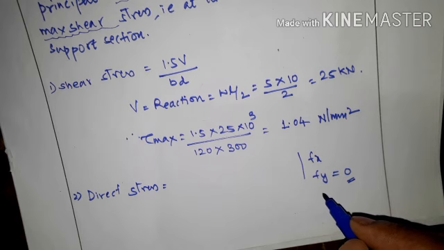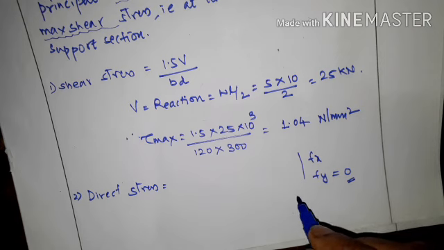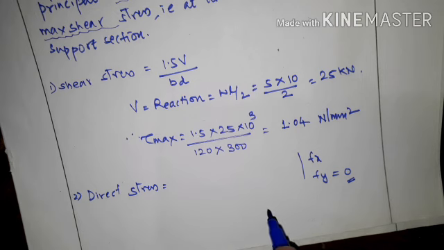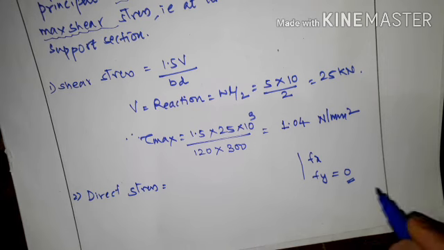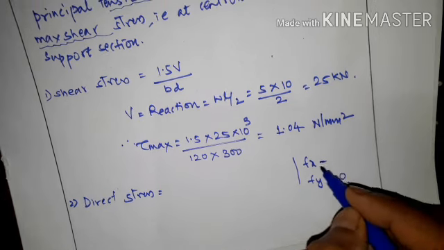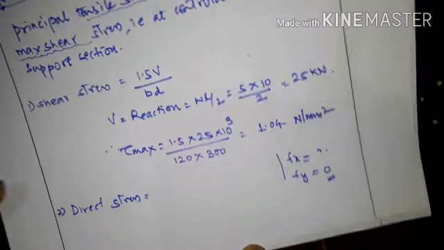Why? Because we are not providing any vertical prestressing system. Along the depth of the section, we are not providing any prestressing force, or any vertical tendons. So Fy will be 0. Now we have to find out Fx.